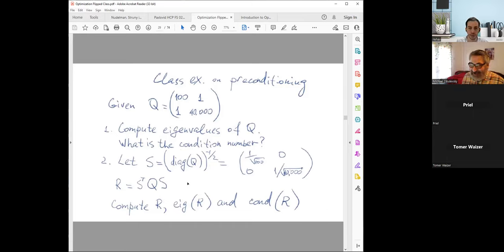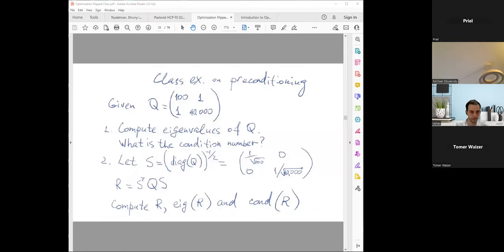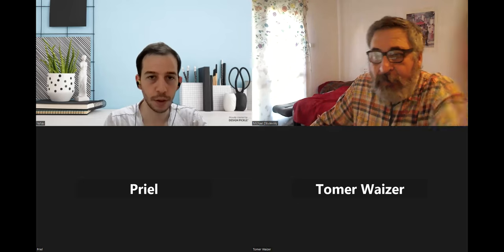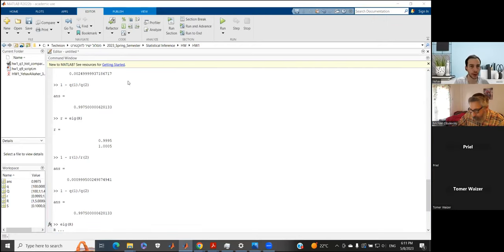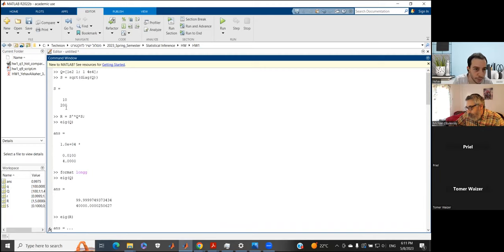S here is an approximation. Ah, the diag. Yes, here's the explicit formula for S. I forgot. Okay, so then define the Q as written.